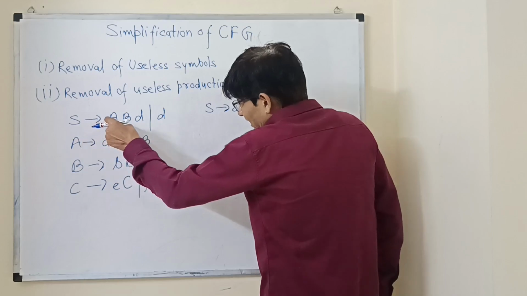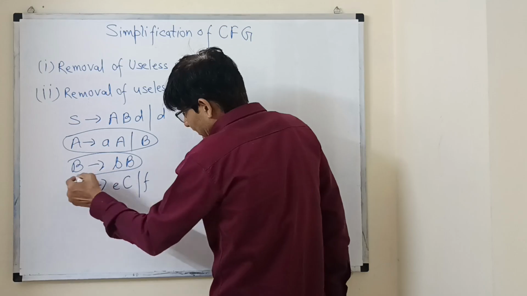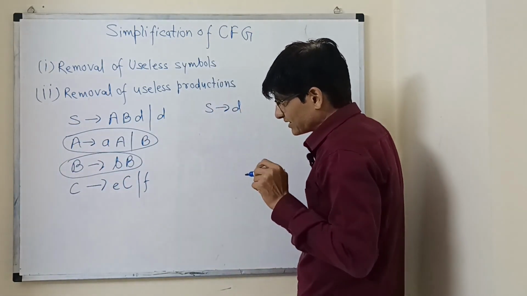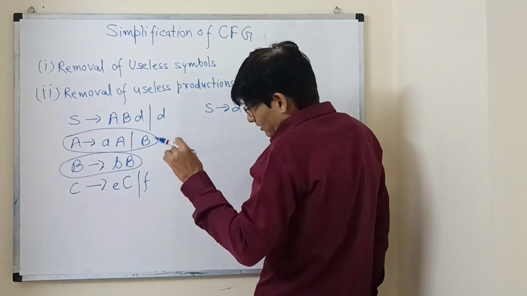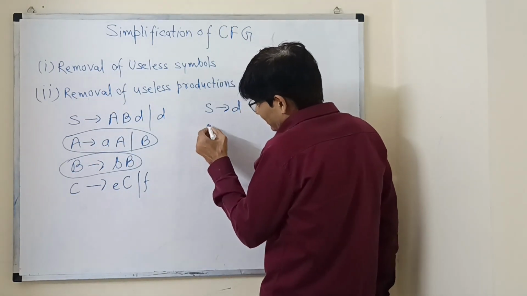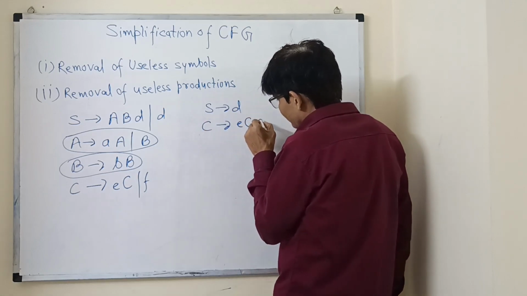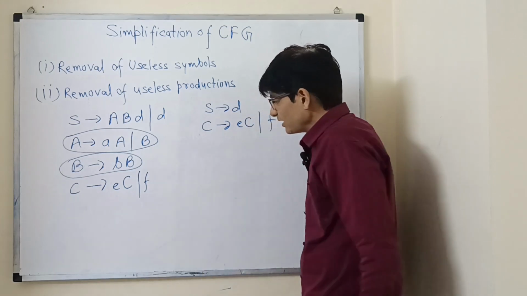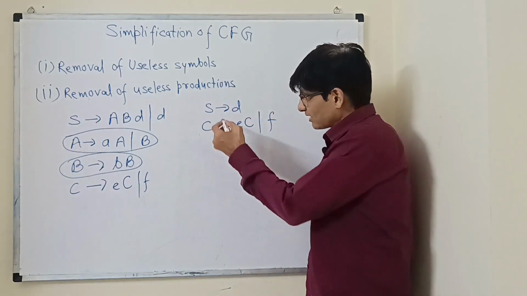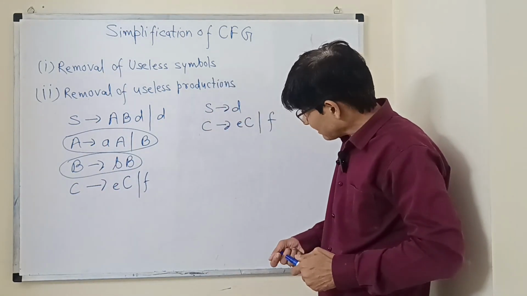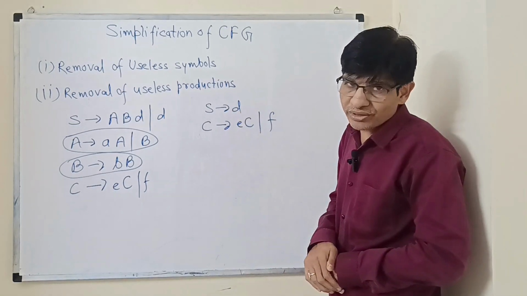Now if we are removing A, all these productions of A and B will also be removed from this grammar. So after removal of non-generating variables, this grammar will be like this. C gives small e, capital C and F. Now after removing non-generating variables from this grammar, the grammar becomes like this. Now can we apply some more criteria to further simplify this grammar?